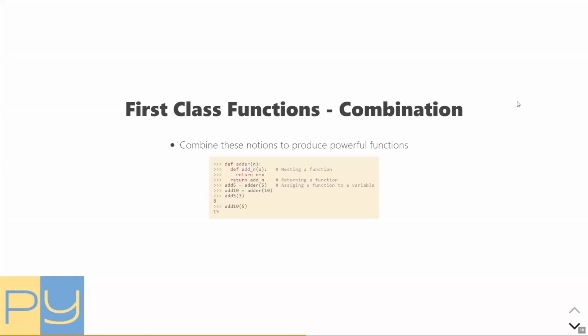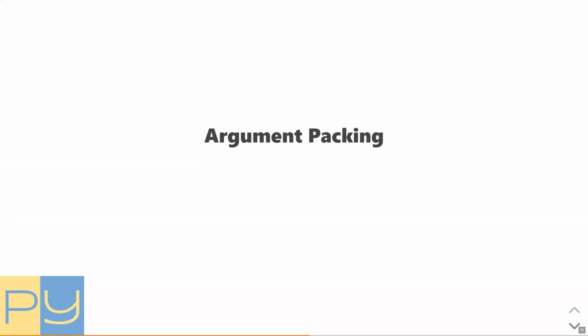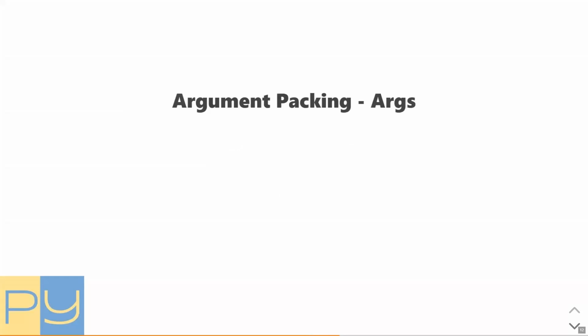Now what we need to do is combine the notion of first-class functions with something called argument packing. In doing so, we will have the capacity to create decorators. So what is argument packing? Argument packing can really be broken into sequential argument packing and pairwise argument packing. This is done through the notion of args and kwargs. Let's first look at args and how you would pack a sequence of arguments into one variable.